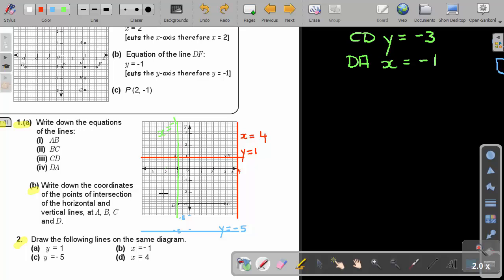And there is all the lines there. So just remember, if it's y equals, it cuts the y-axis. And if it's x equals, it's cutting the x-axis.